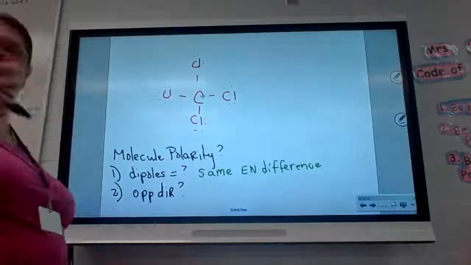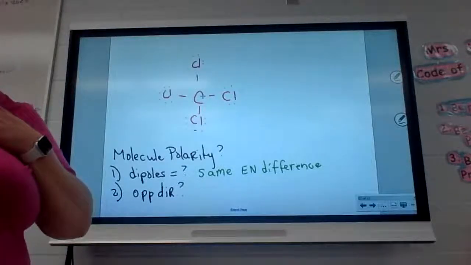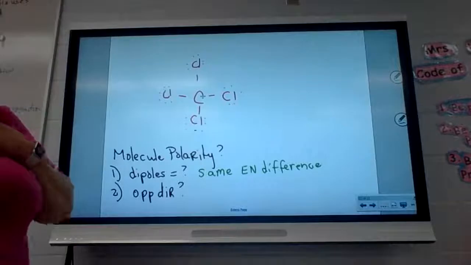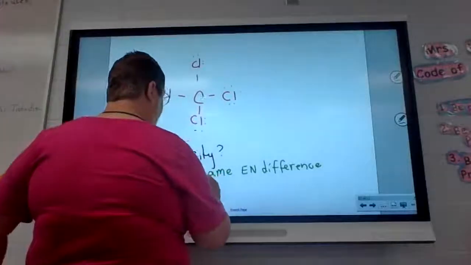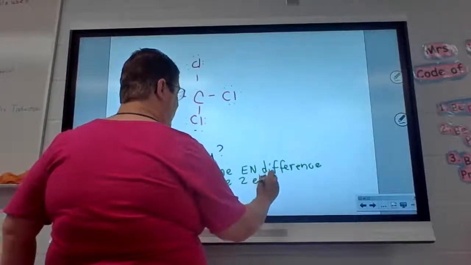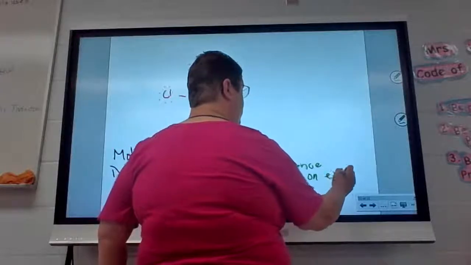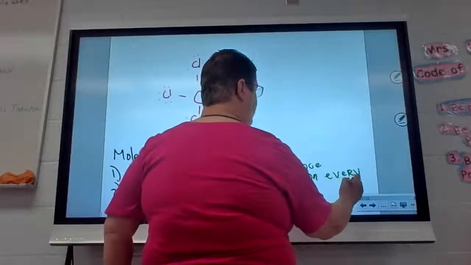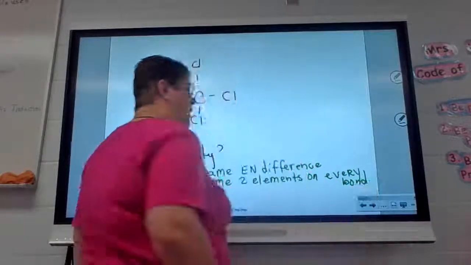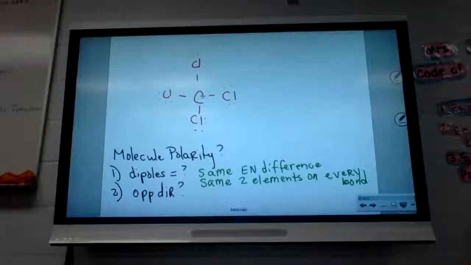Okay. Now, we can subtract every single time we do this if you want. Okay. I don't like to do that. It's a lot of extra work. All right. Basically, they have to have the same two elements on every bond. If they have the same two elements on every bond, what do you know is going to happen when you subtract? Will you get the same number?